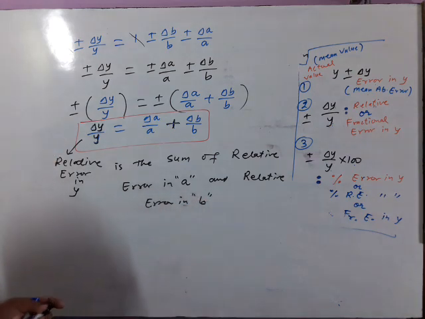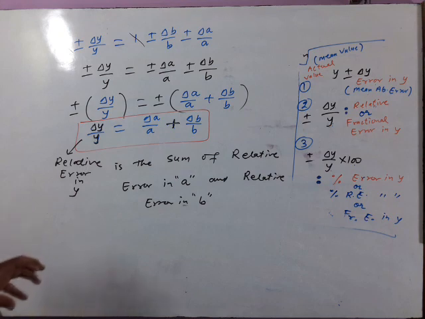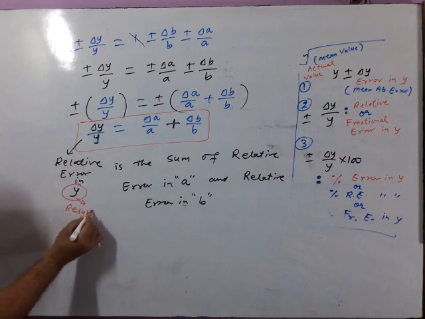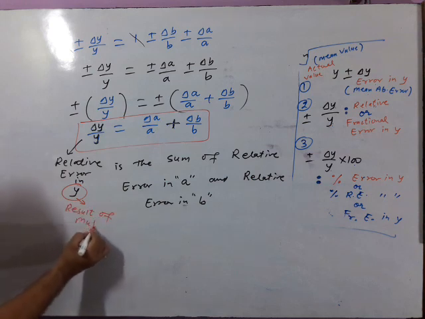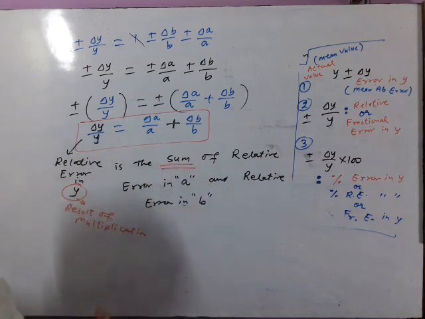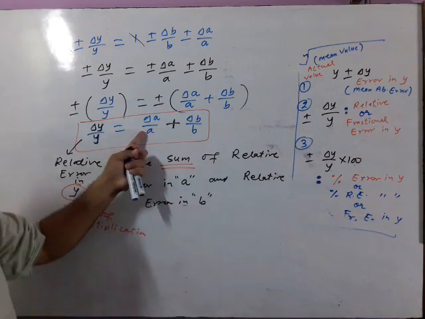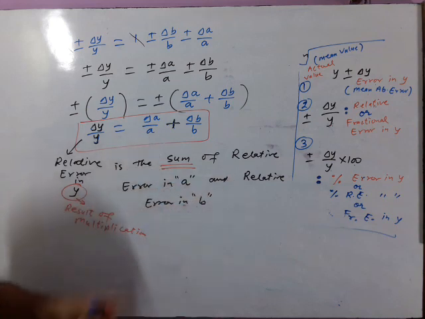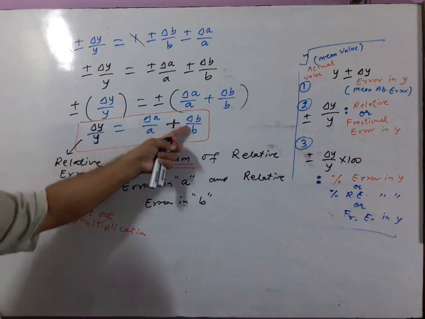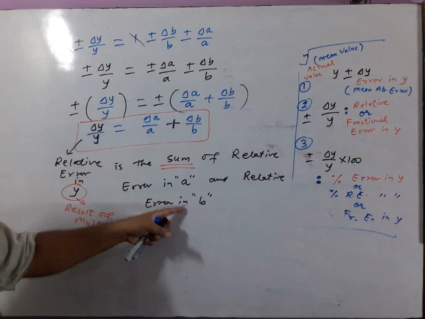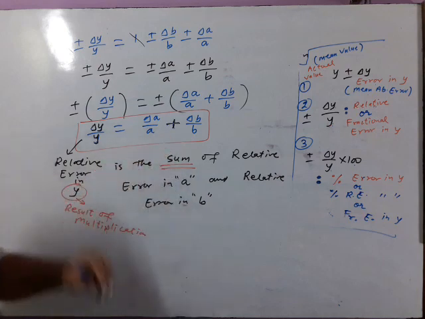Now you can be asked like this: prove that the relative error in Y, now what is Y, the relative error in the result of multiplication, is the sum of the relative errors in the individual quantities, the relative error in A and the relative error in B. This is the first quantity and this is the second quantity when they were multiplied. So the relative error in A and the relative error in B, the final result is the sum total of that.